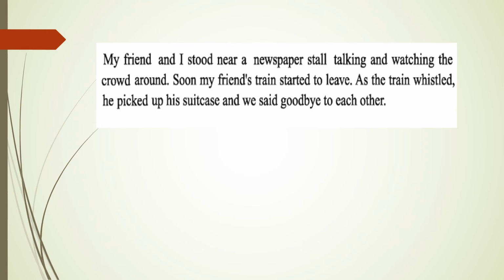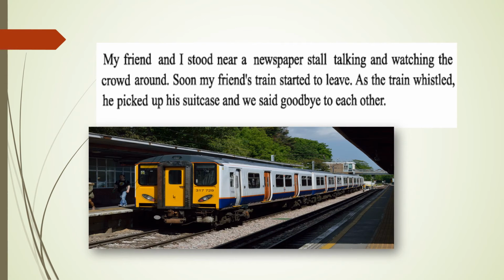Let's go to the next. These are the remaining part of the text. My friend and I stood near a newspaper stall talking and watching the crowd around. So what are the narrator and his friend doing here? They are standing near a newspaper stall and talking and watching the crowd around. Around here means here and there.